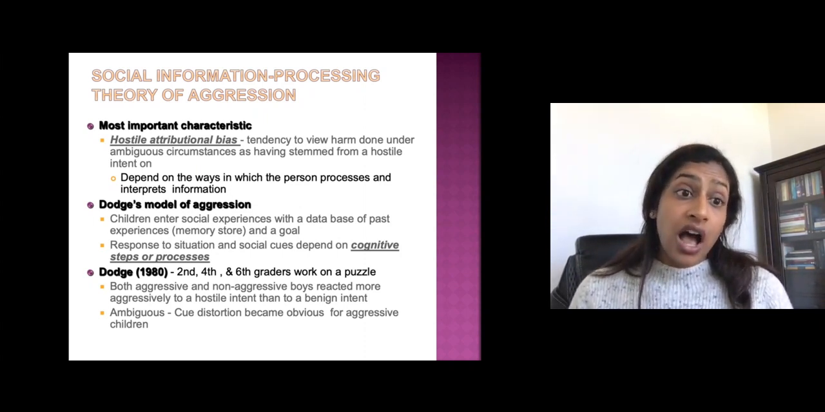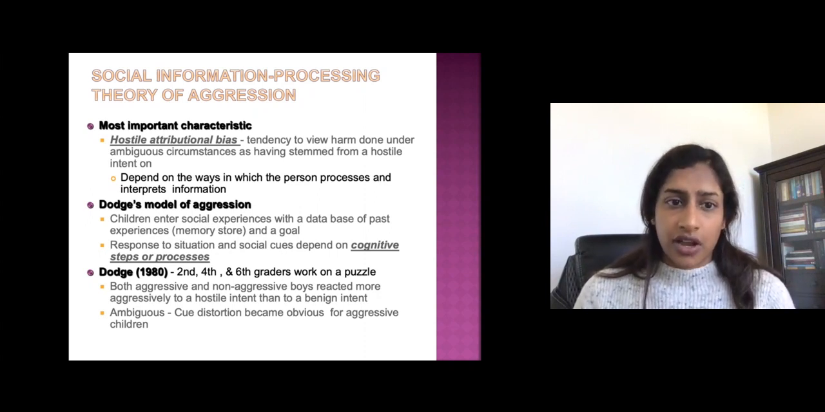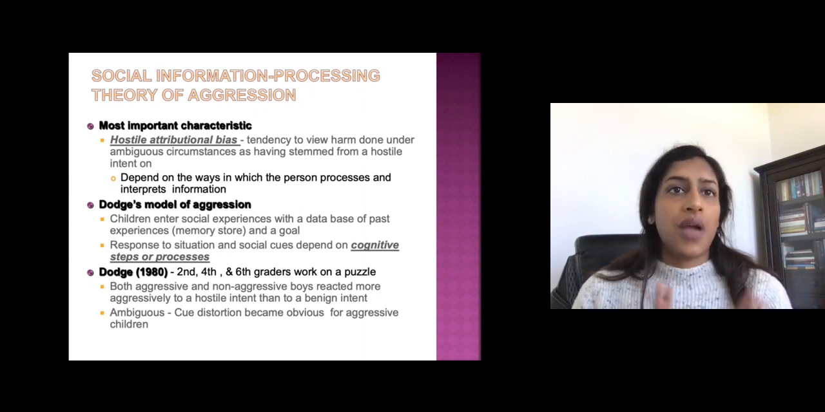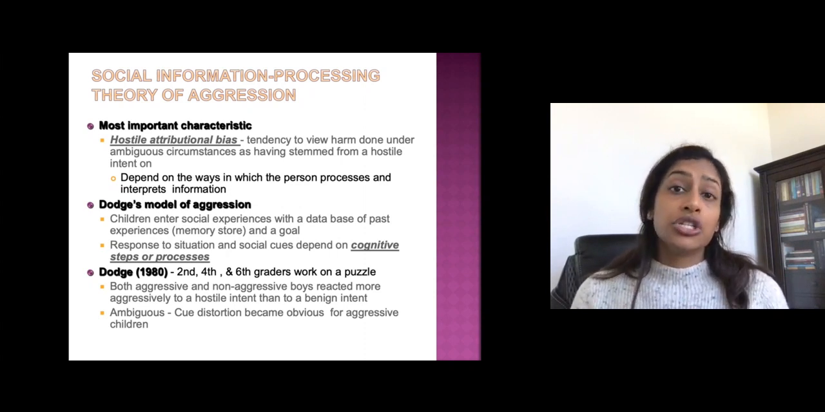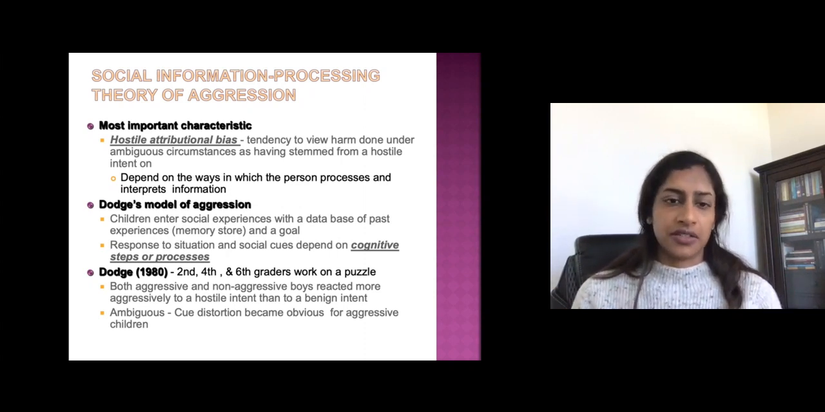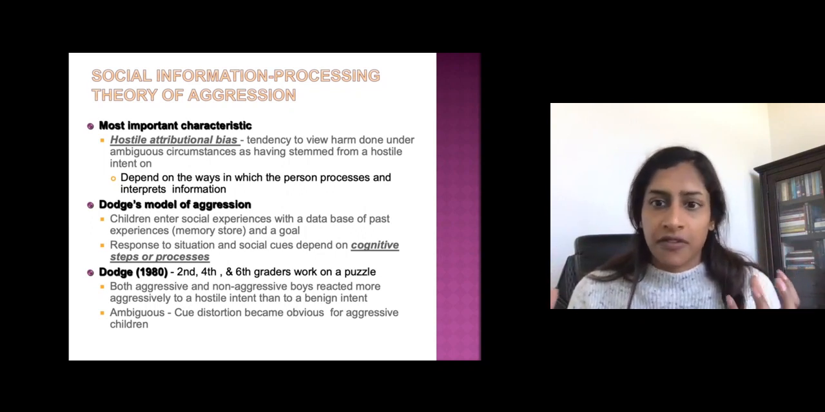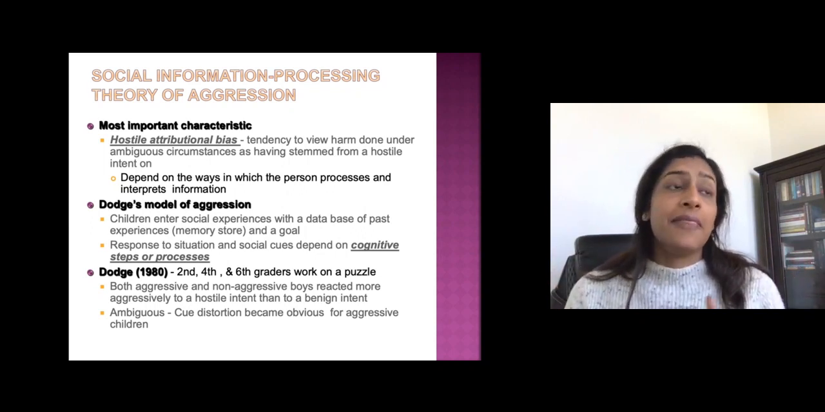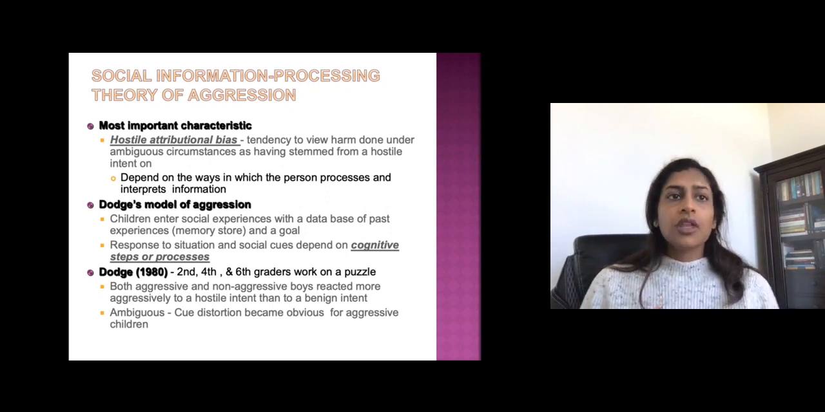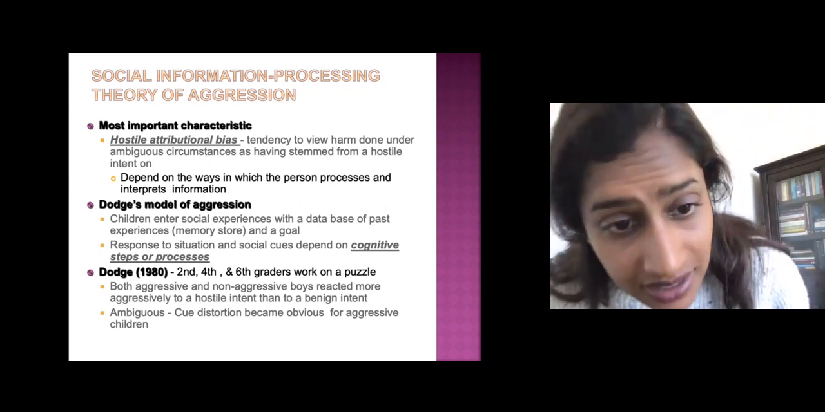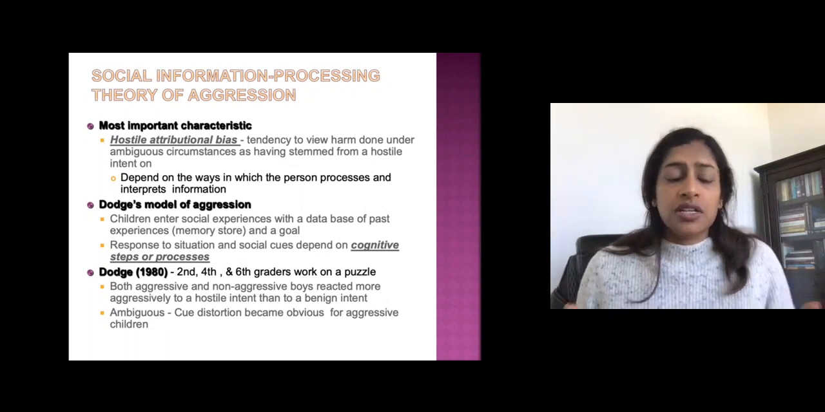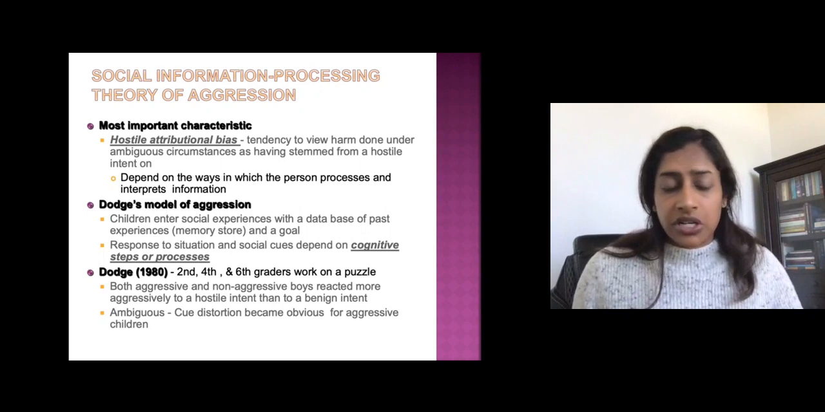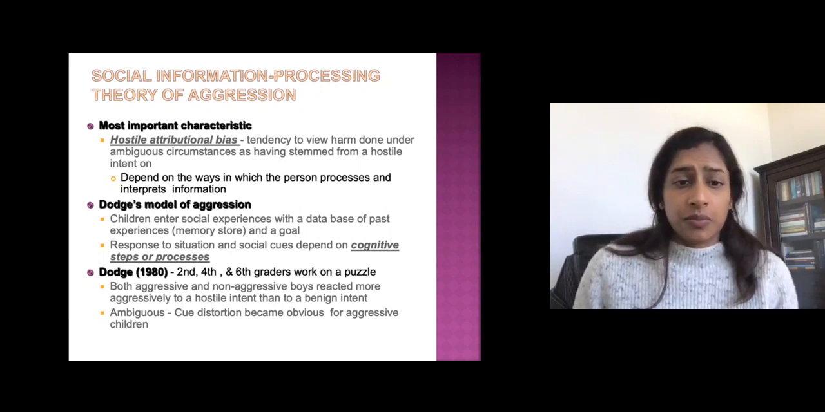According to Dodge, in this theory of aggression, children enter all of the social experiences that they've had, and they do this based on past experiences. We have this storage of stuff within our memory, and we're going back to that repository, if you will. So how we respond to this ambiguous situation is going to be based on those interpretations of things that have happened to us before.